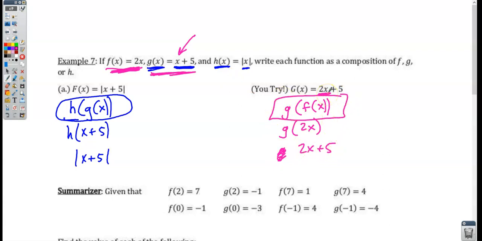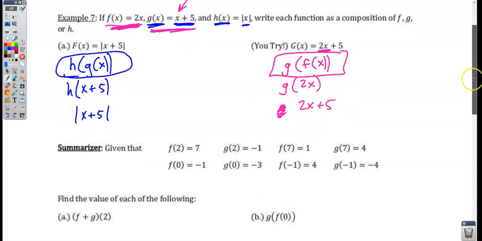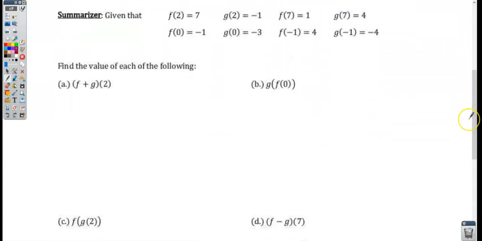Okay, what I'd like you to do now is pause the video and go ahead and complete the summarizer question, and then when you come back, I'll let you look at the answers to these. All right, so go ahead and pause your video now, and when you come back, we'll look at the answers. All right, here we go.